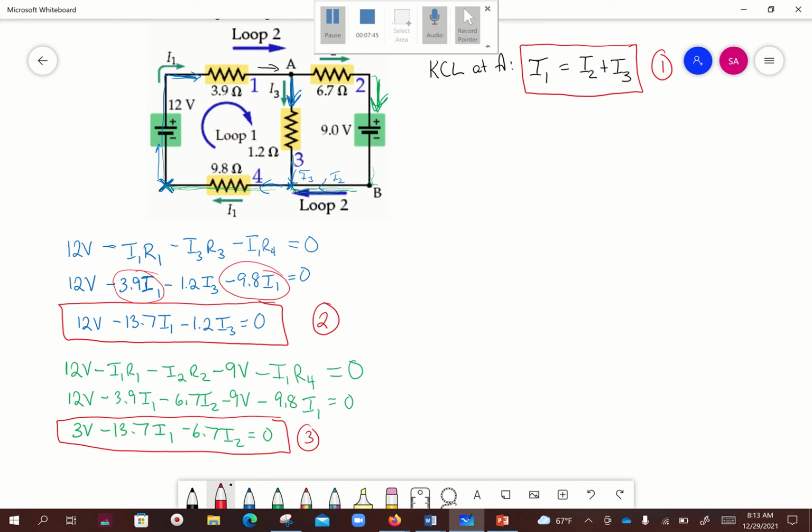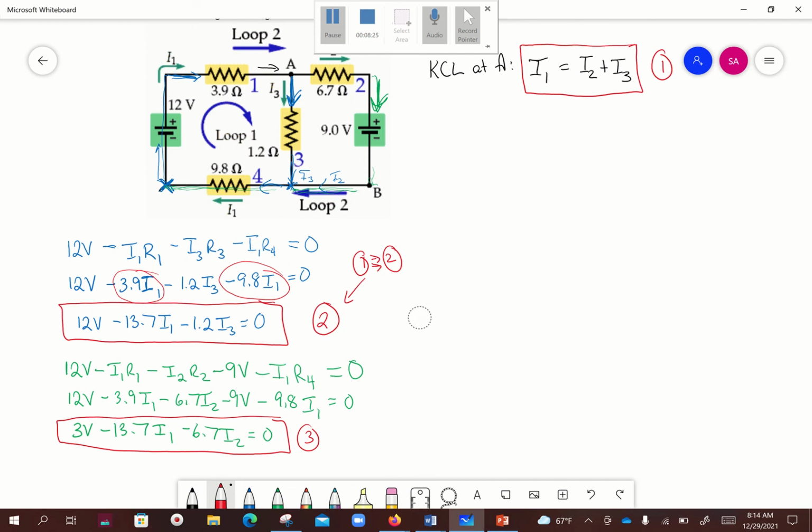So first of all, I'm going to take my equation 1. The next step you always do is you take the Kirchhoff's current law equation and you plug it into one of the equations. So what I'm going to do is substitute equation 1 into equation 2. So what's that going to do? Everywhere I see I1, I'm going to replace it with I2 plus I3.